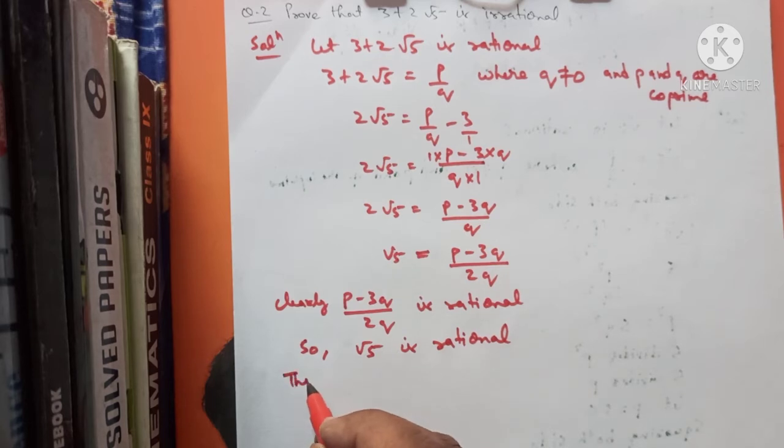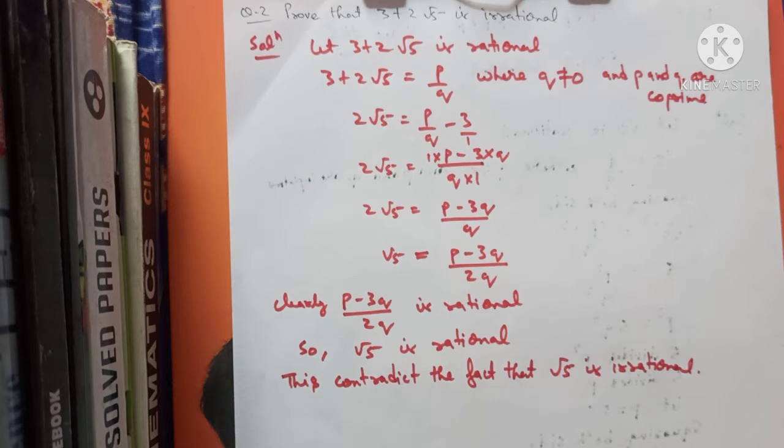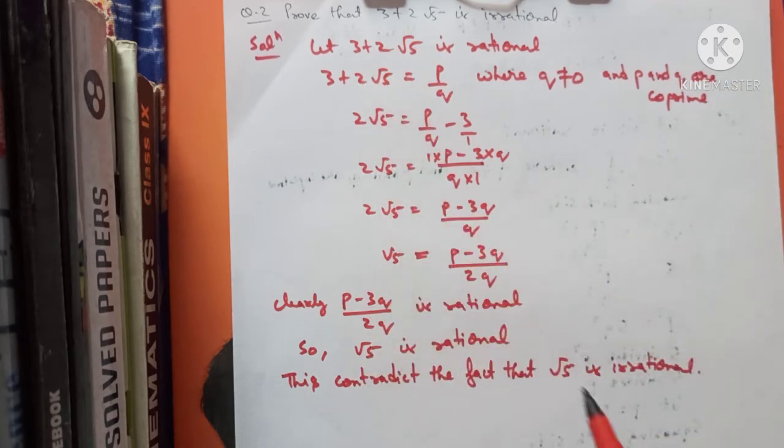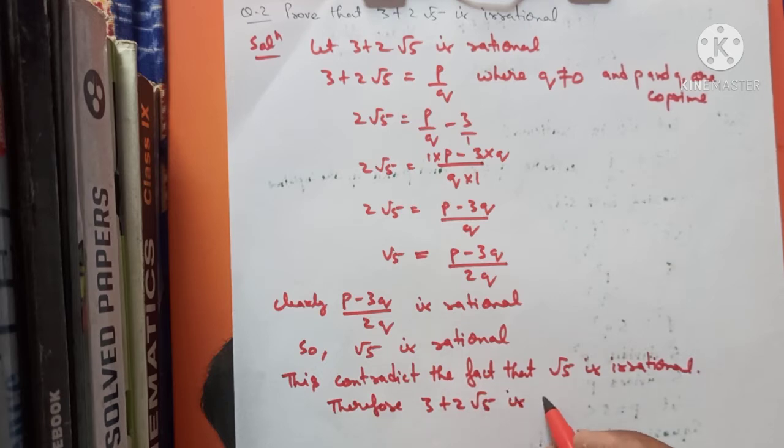This will contradict the fact that root 5 is an irrational number. We have just proved in question number 1 that root 5 is irrational. So that means the assumption is wrong. The assumption which we have taken, that 3 plus 2 root 5 is rational, is wrong. Therefore, we say that 3 plus 2 root 5 is irrational number.